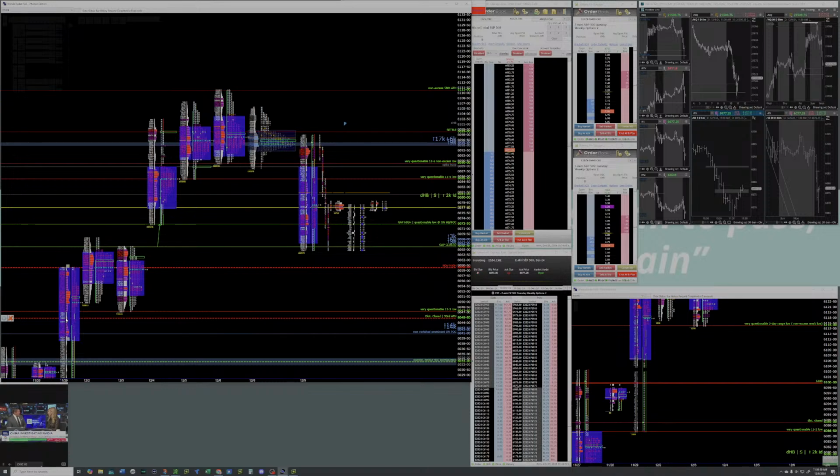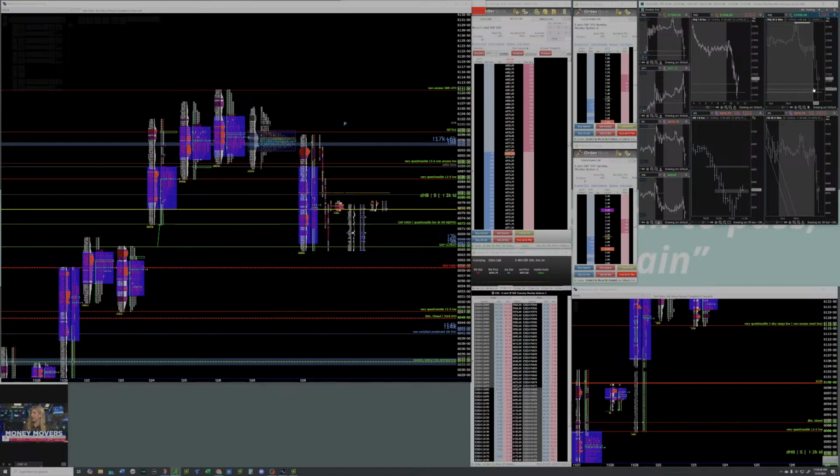All right, we have rotation here. The Russell is back inside its range. Nasdaq is also back inside, right? This is huge here in Nasdaq. This is back inside its range. It's still one time frame lower here. And the Nasdaq reached 21,700 in the overnight session.